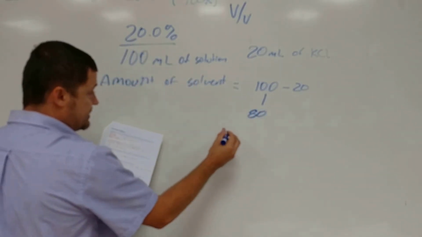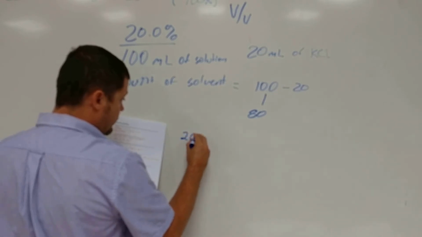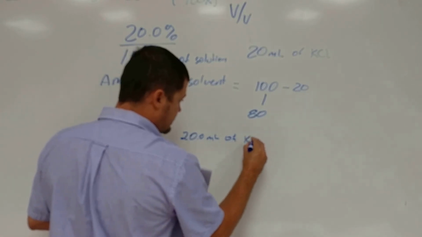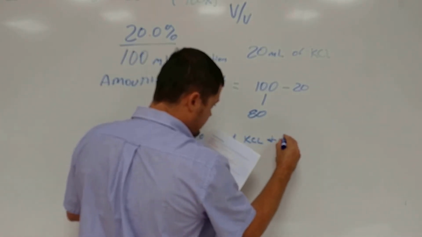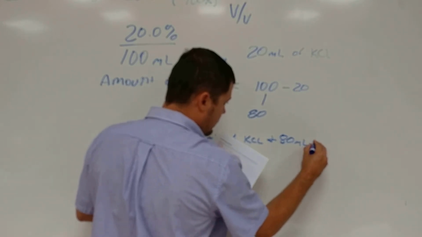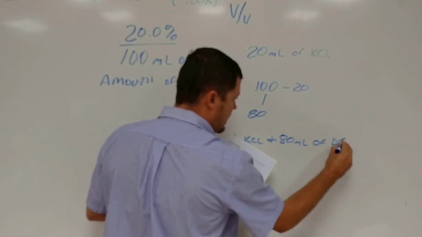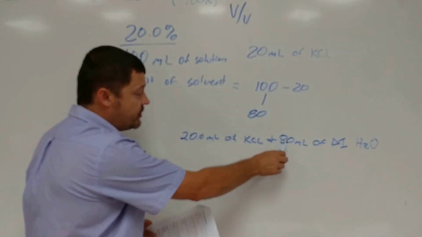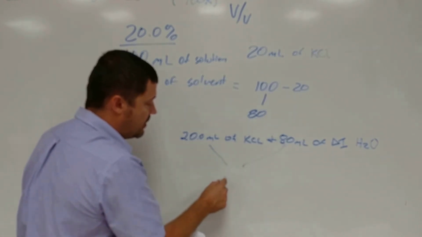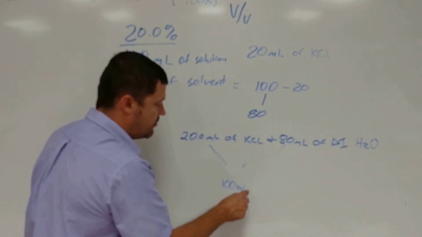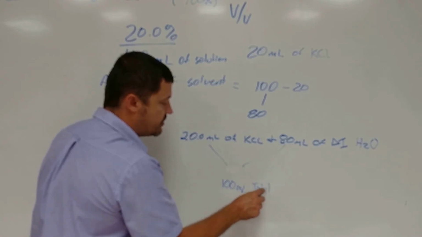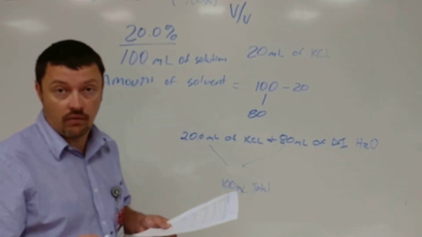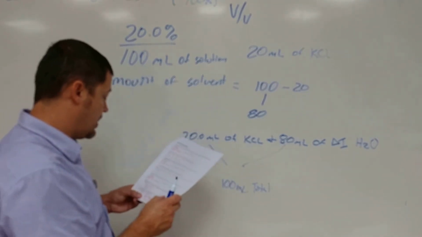So X being 80, you're going to have 20 milliliters of KCl plus 80 milliliters of DiH2O. And if you look at this, that is going to give you 100 milliliters total. So you're still going to be at a 100 whole. It's still going to be percent, a 1 whole. Okay, so you're 100 milliliters. All right.